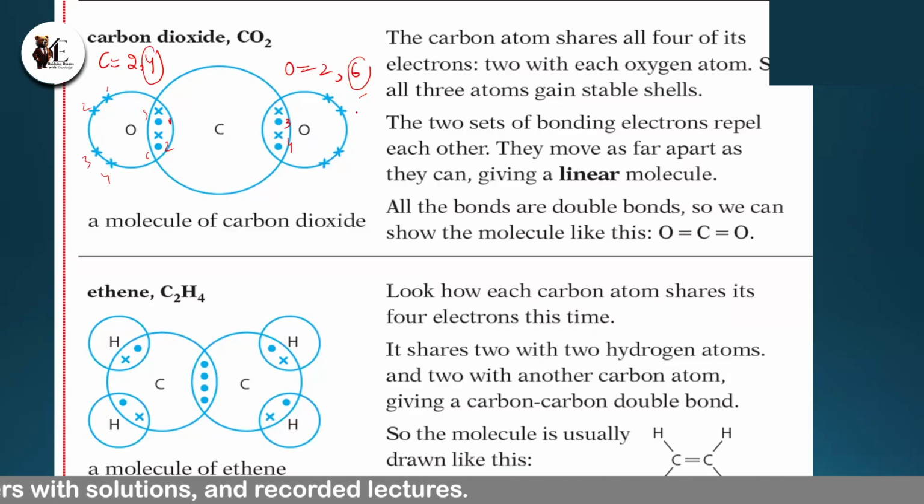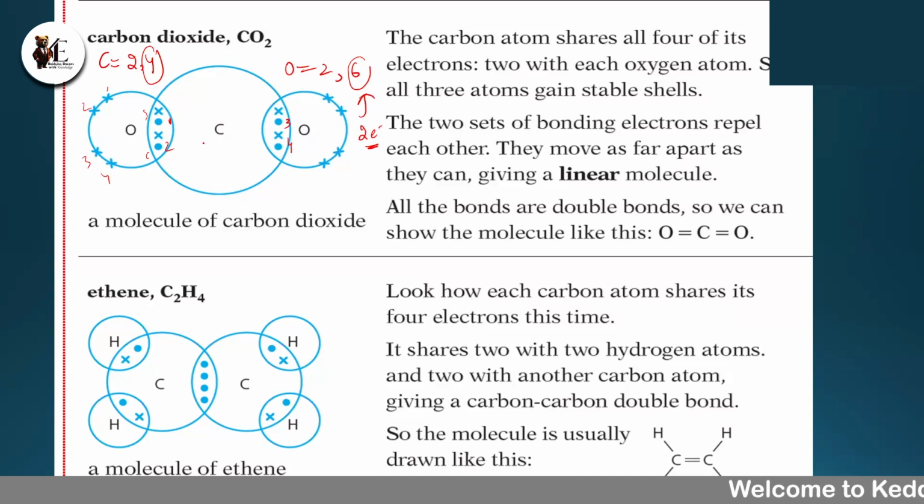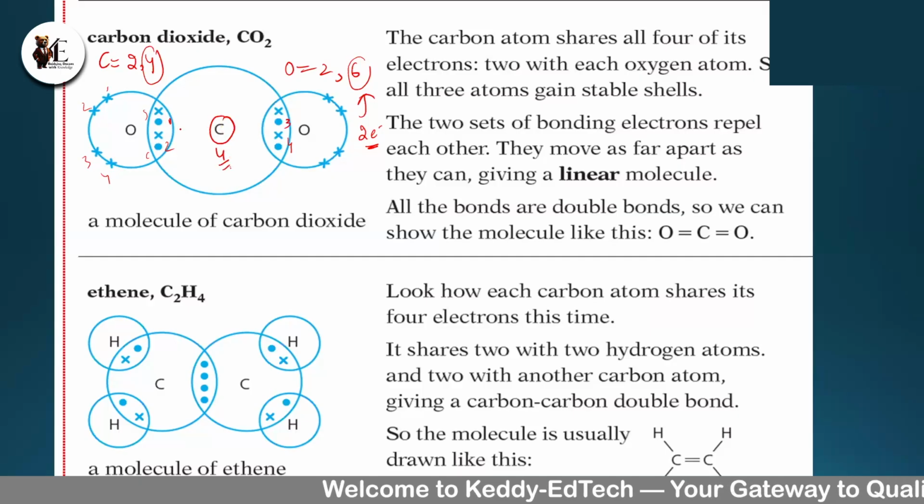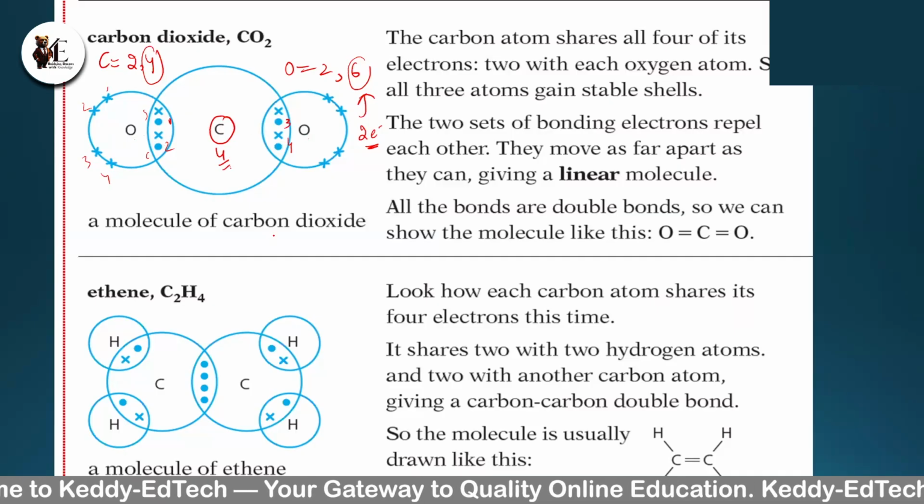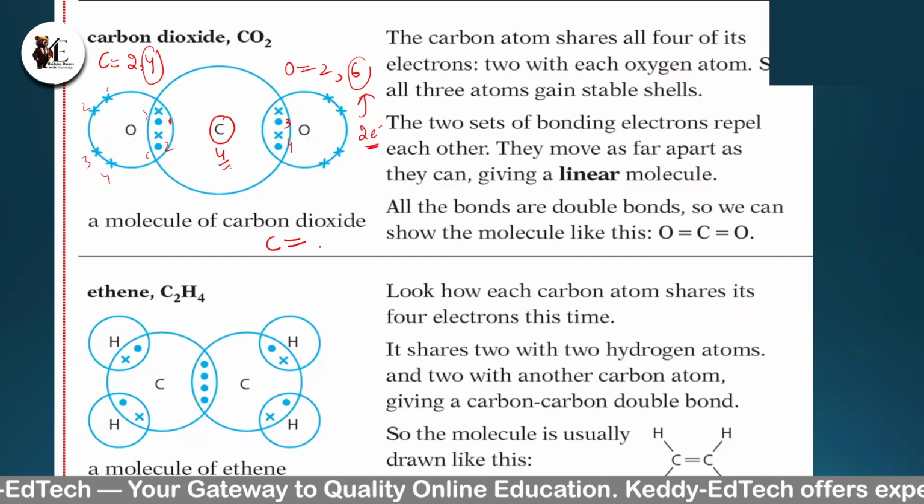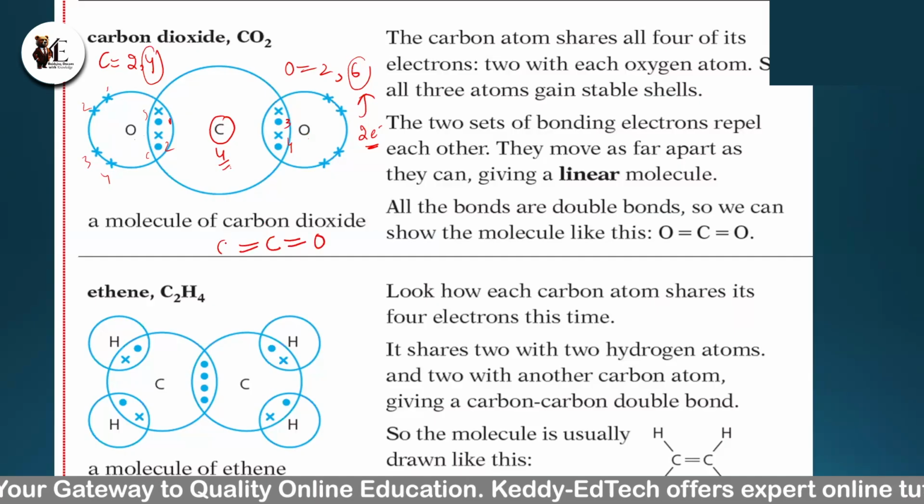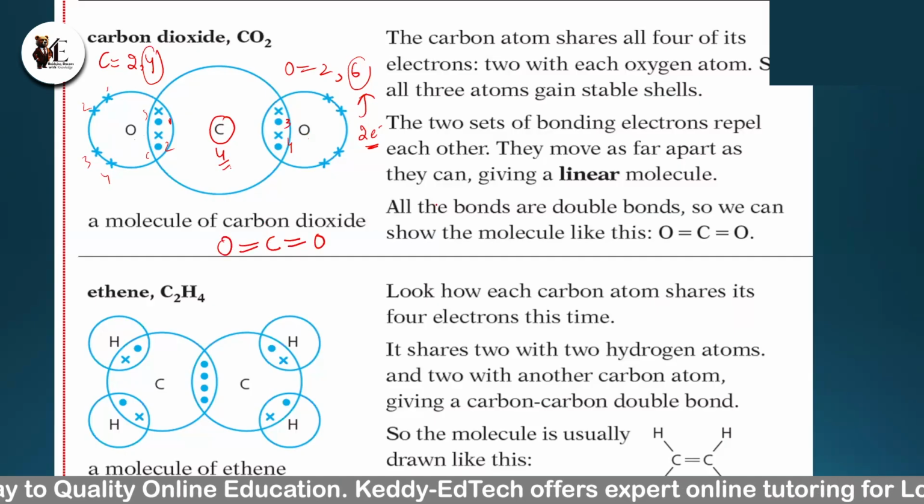So you know that oxygen needs 2 electrons to have 8 electrons in the valence shell, and carbon needs 4 electrons to achieve stability, right? So this carbon, which has 4 electrons, shares its 4 electrons with these 2 oxygen atoms, 2 from this and 2 from this. That's why carbon dioxide is like this. We write carbon dioxide like this, C double bond O and double bond O.